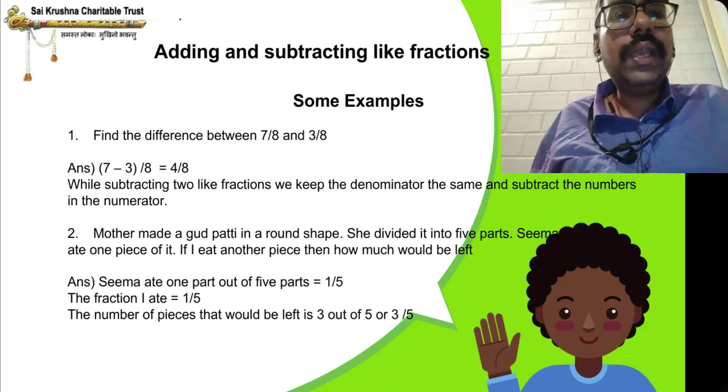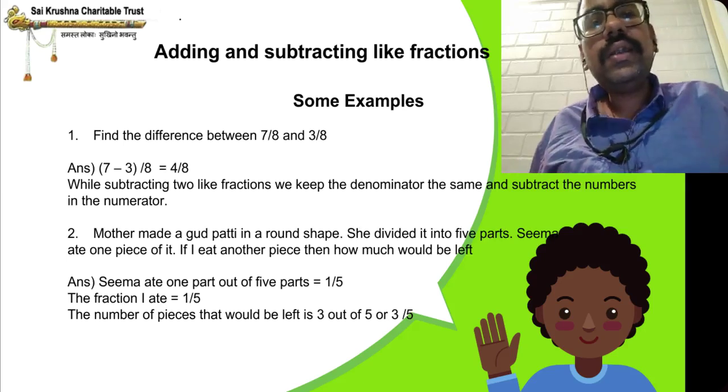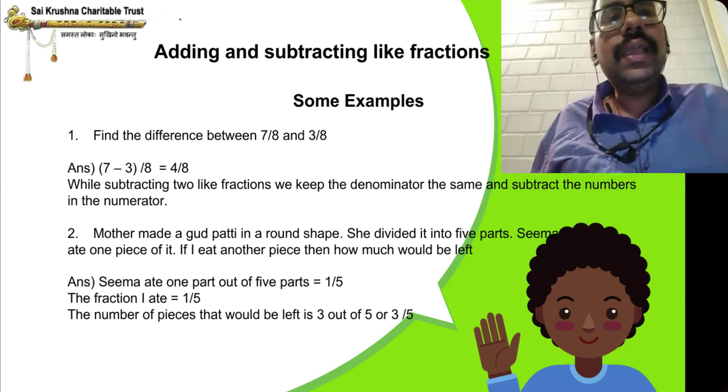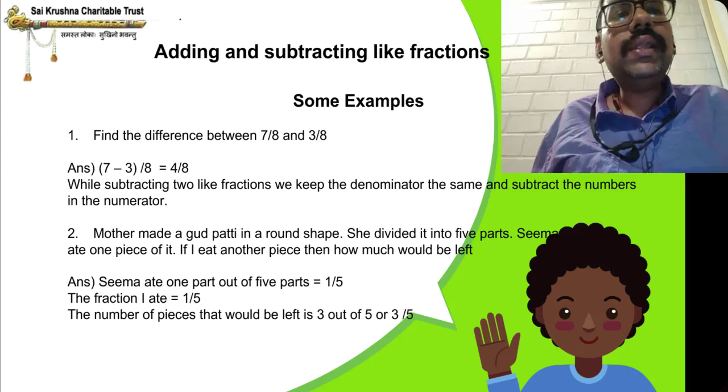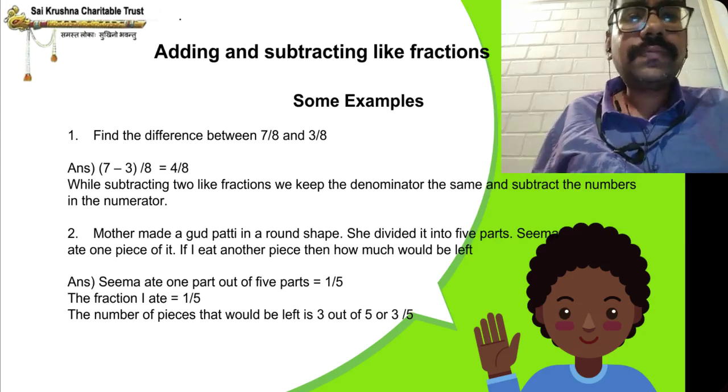Mother made a good putty in a round shape. She divided it into 5 parts. What did mother make? Good putty in a round shape. She divided that into 5 equal parts. Seema ate one piece of it. If I eat another piece, how much would be left?